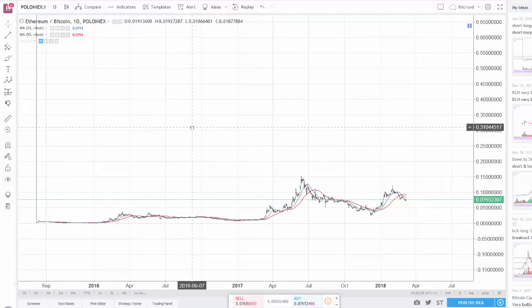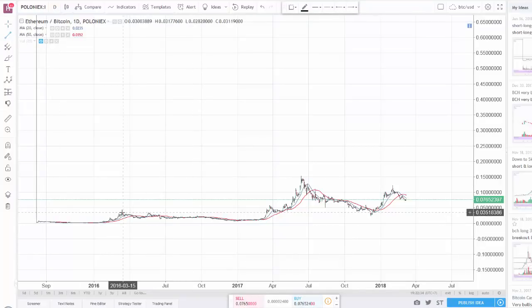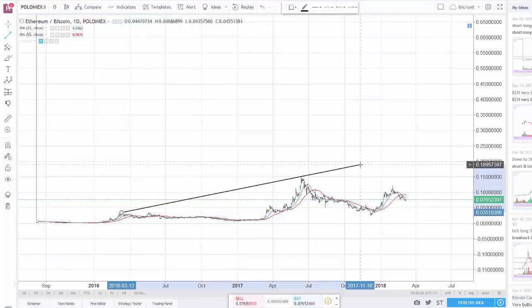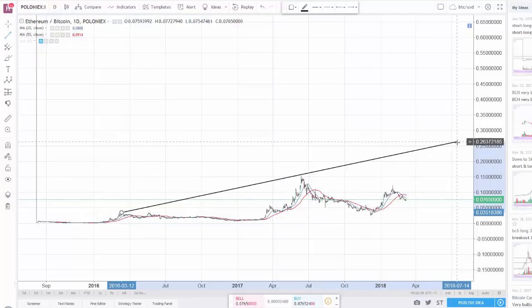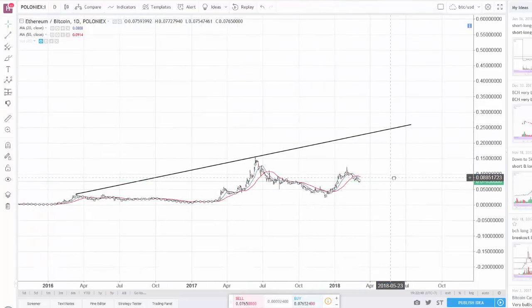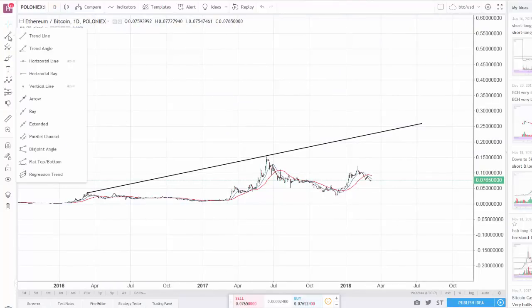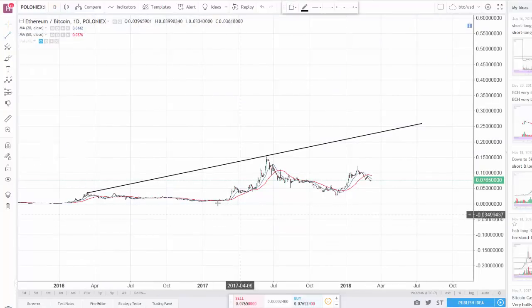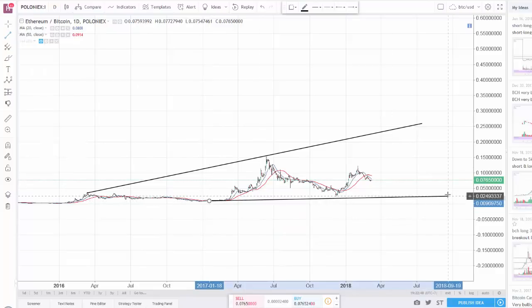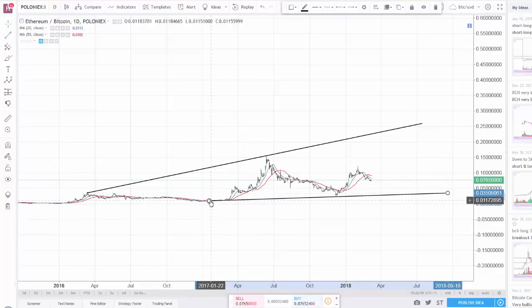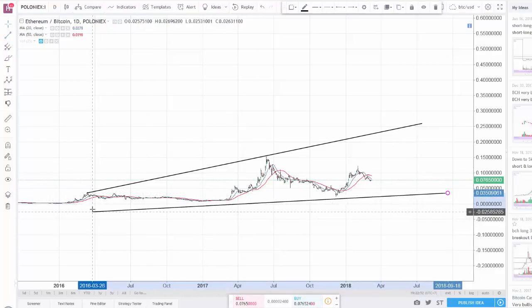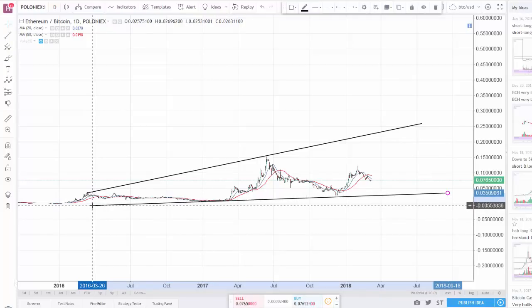Now, the correct way to draw the lines here would be from this top to the next top and extend it like so. That's going to be our first resistance. And then down here, we can draw the support from this low to the other low, something like that, okay? These are going to be our support and resistance.